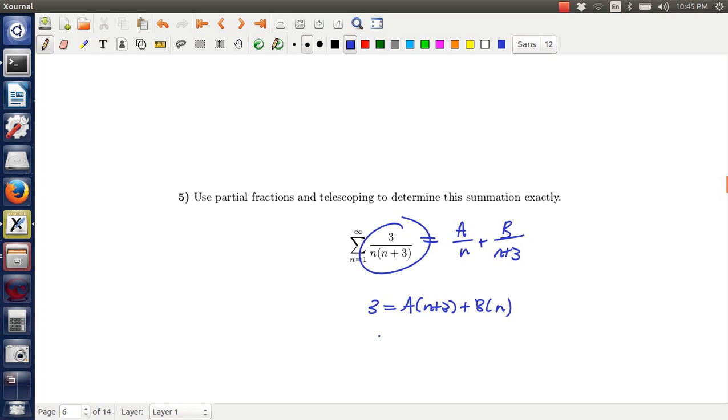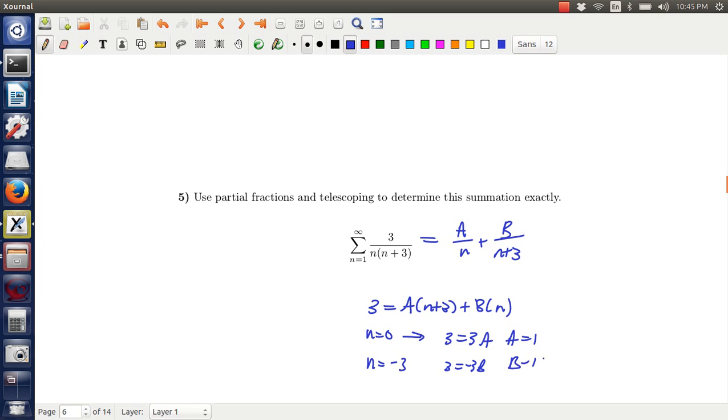Any trick at all. The ends totally justify the means in this case. If you try n equals 0, n equals 0 tells us 3 is equal to 3a, so a is equal to 1, and n equals minus 3 gives us.